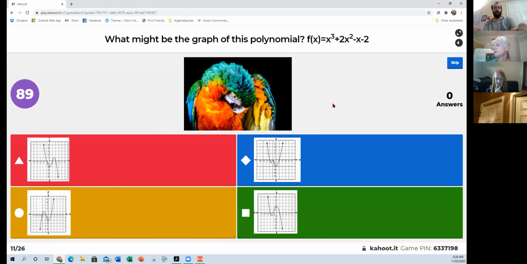What might be the graph of this polynomial? Which one might be the graph?